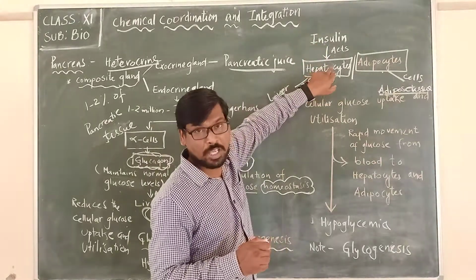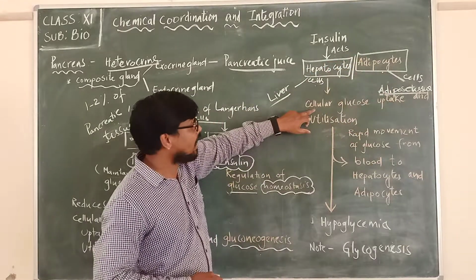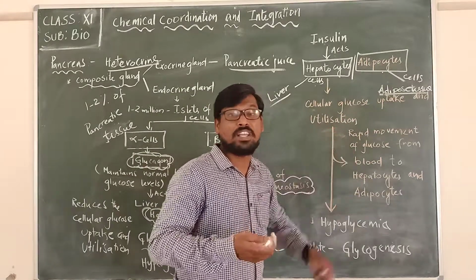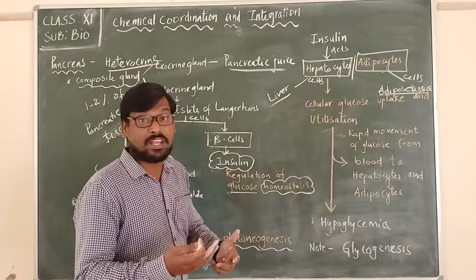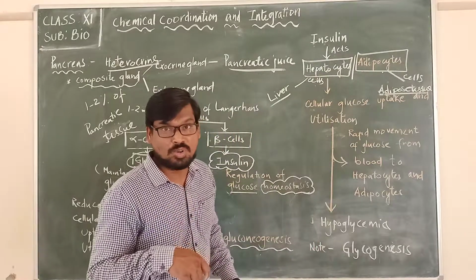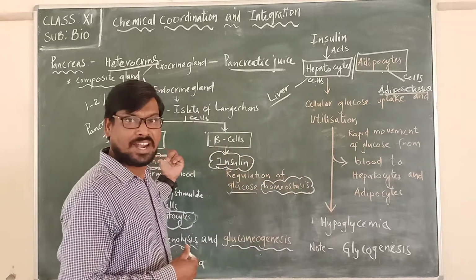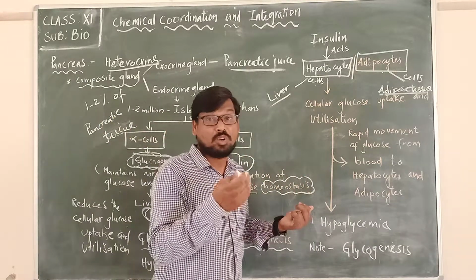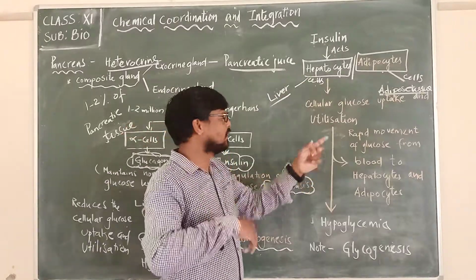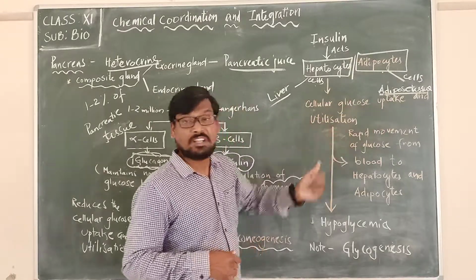So when insulin acts upon the hepatocyte cells of the liver and adipocyte cells of the adipose tissue, it helps in cellular glucose uptake and utilization. It is helping in cellular uptake, meaning with the help of insulin, the cells can take glucose, and they can use this glucose now. But what we said regarding glucagon is that it reduces the cellular uptake and utilization. Here, insulin is helping in taking up the glucose and its utilization by the cells.